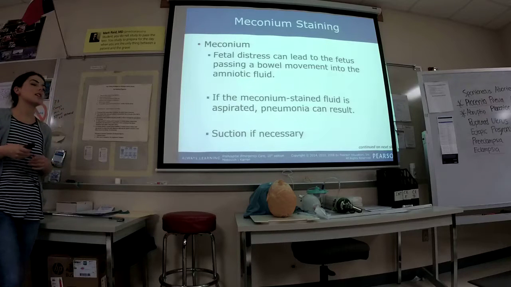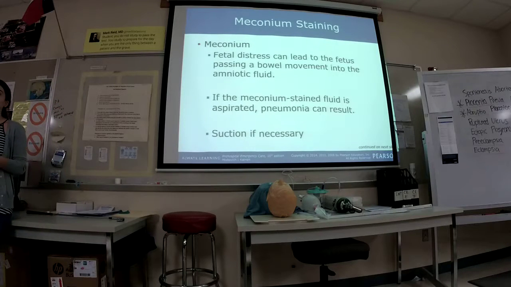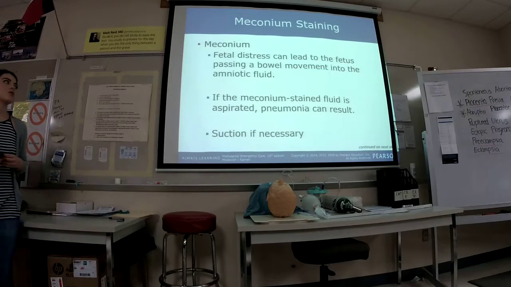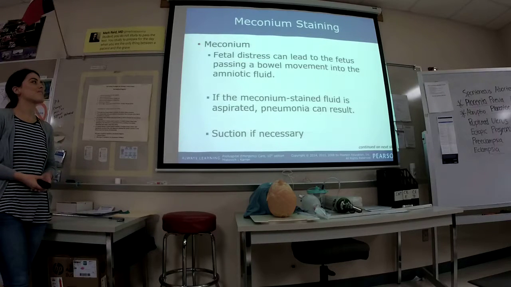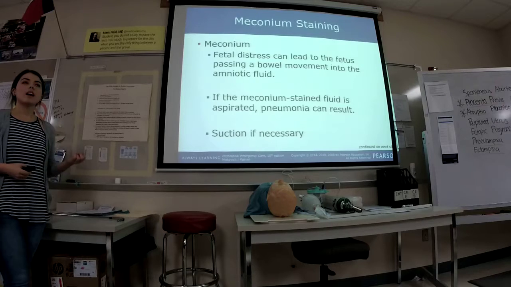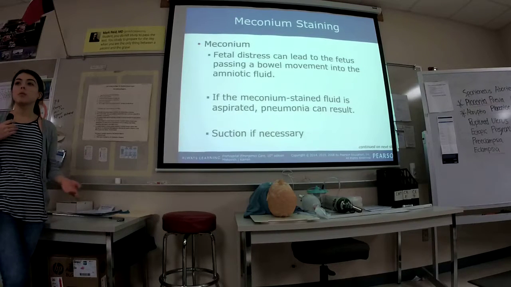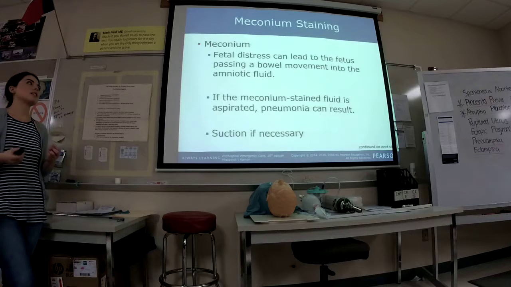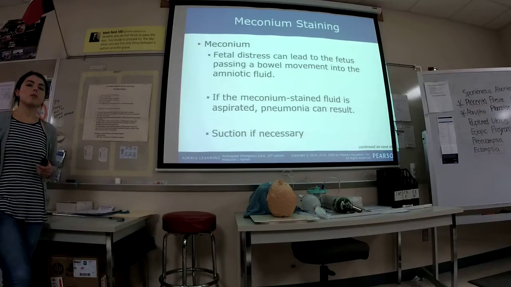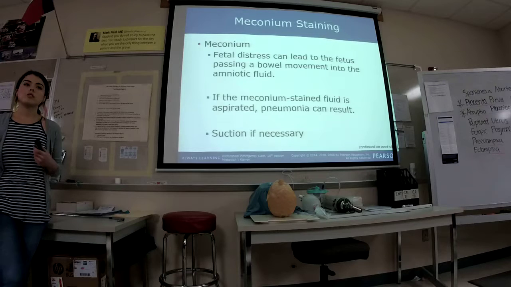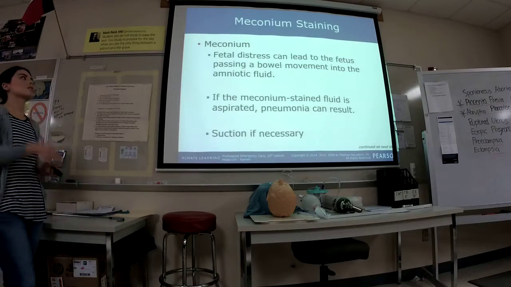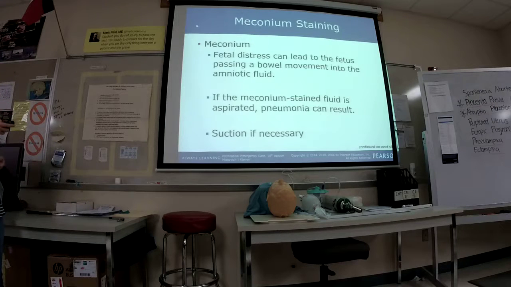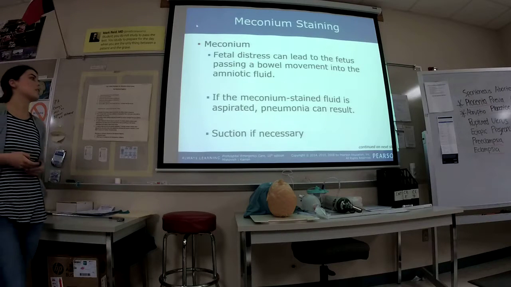So meconium staining: sometimes the stress can cause the infant to, in a way, use the restroom inside of the amniotic fluid. So you'll see a greenish, yellow, sometimes even black color in the amniotic sac. That's why whenever we're doing our assessment, we really want to make sure to ask the mother what color the discharge is, because it could be hinting at meconium staining.